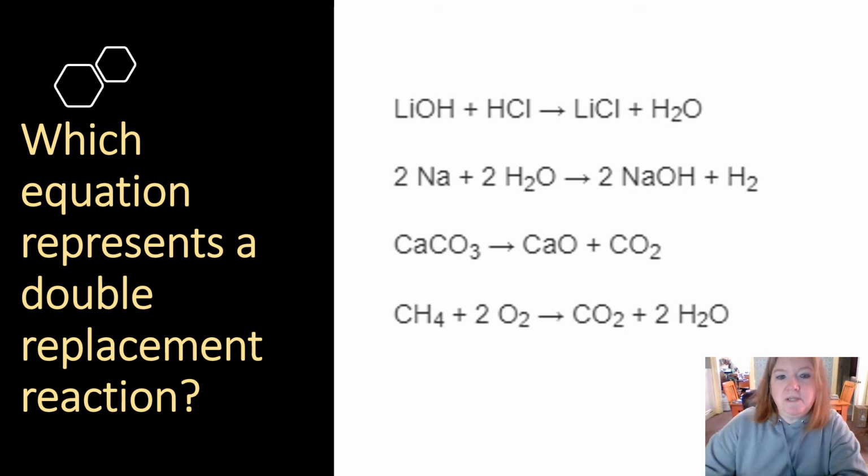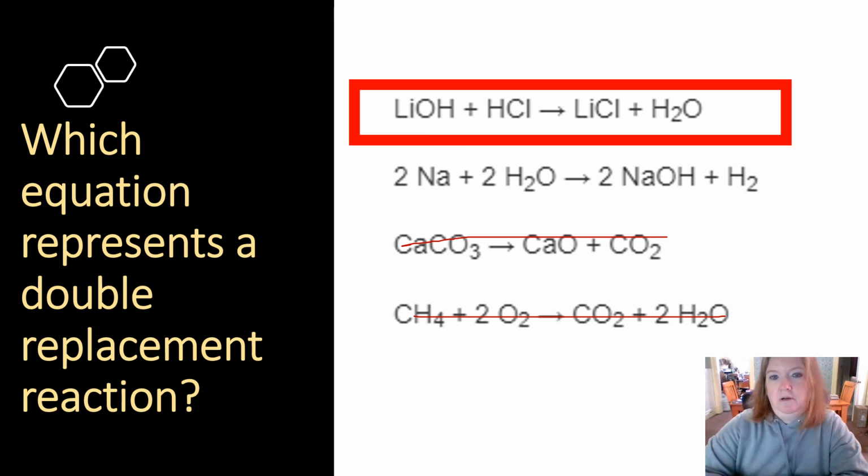Which equation represents double replacement? Well, in order for any of the replacement reactions, I need two things on both sides. So I can get rid of this one. If it's combustion, I have carbon dioxide and water as products. So let's see what I'm left with. With double replacement, I have two compounds on the reactant side and two on the product side. It's just a swap. So there we go.